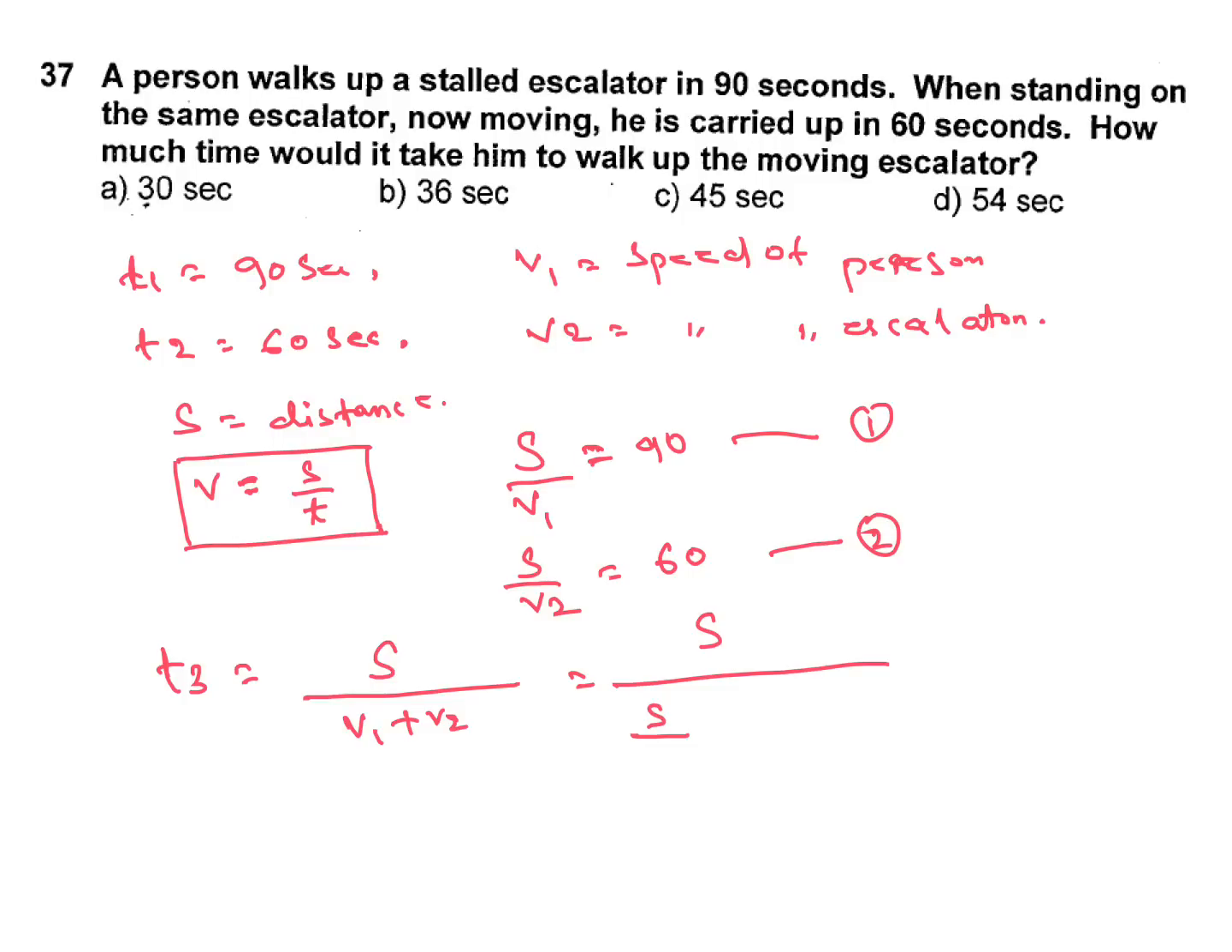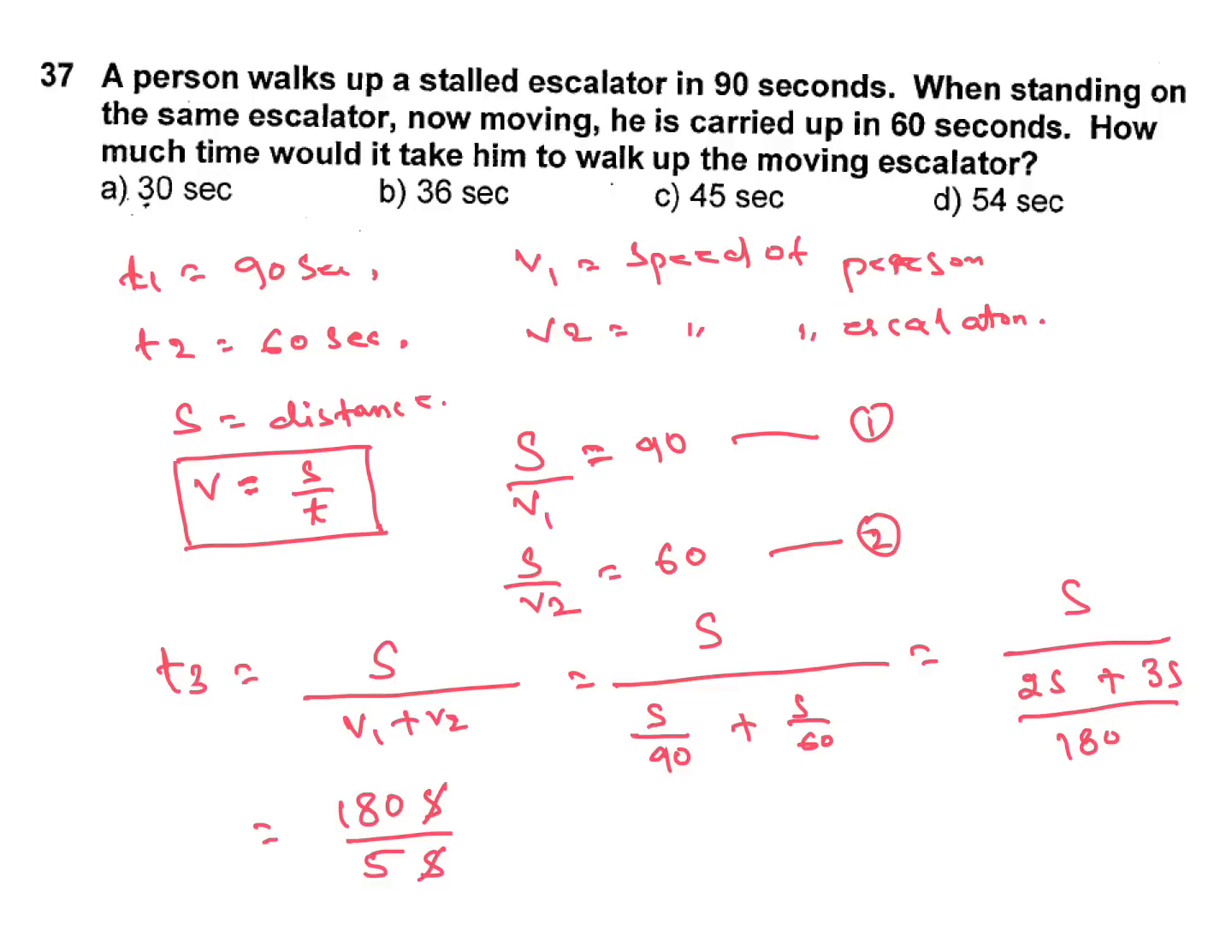This is S by 90 plus S by 60. So here we'll get S by 180, 2S plus 3S. So we'll get 180 S by 5S. Distance S cancels. 180 by 5 is 36 seconds. B is our answer.